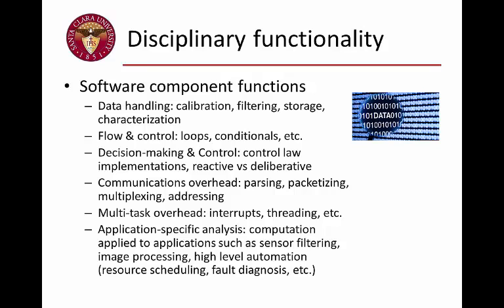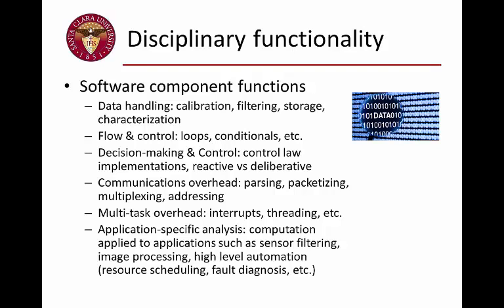There's all sorts of data handling that we do in software to calibrate information, filter it, store it. There's flow and control. We do things over and over again in loops. We make decisions with conditionals. We can do decision making in a little more sophisticated manner with control laws. There are reactive and deliberative approaches to that. We'll talk about some of that in the class. And again, so on and so forth. You can see a list of different functions that software can do for you.